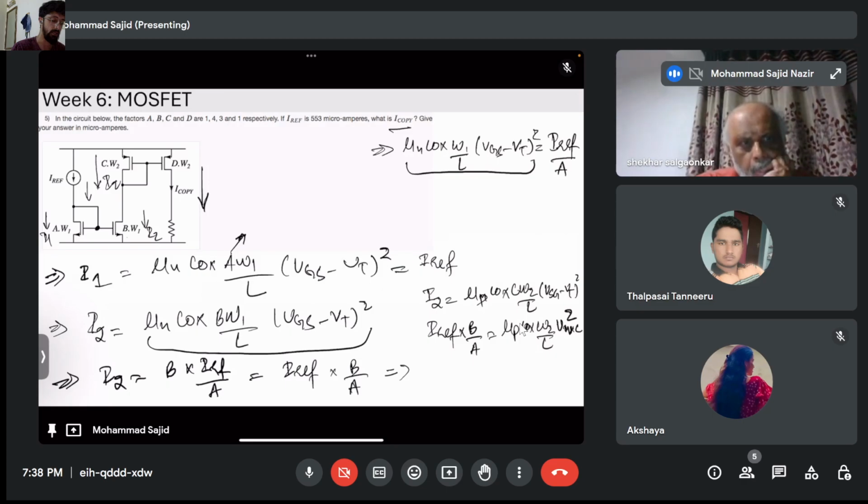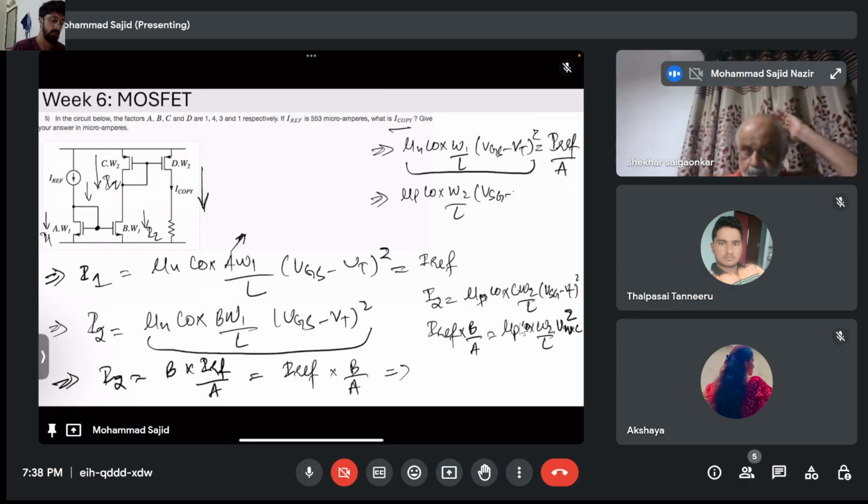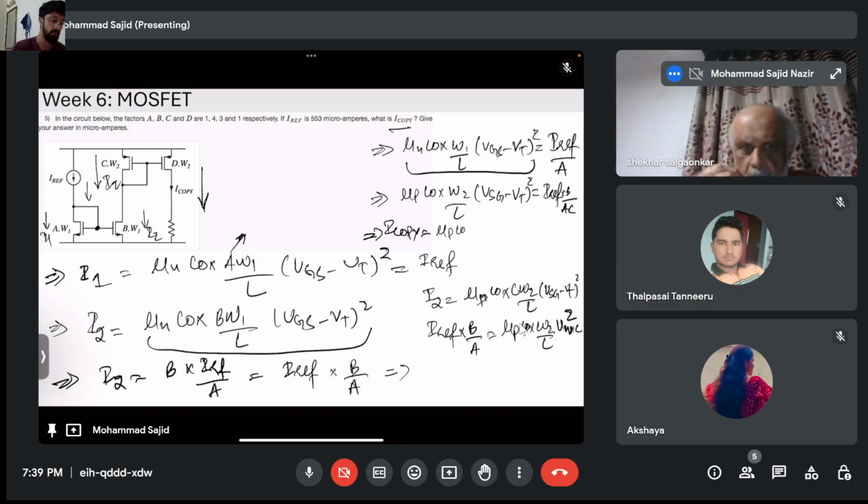If I divide by C, what will I get? For this case, for transistor C2, mu P Cox W2 by L (VSG minus VT) whole square will be equivalent to I reference times B by A times C. Now, what will be I copy? I copy will be simply mu P Cox D W2 by L (VSG minus VT) whole square.